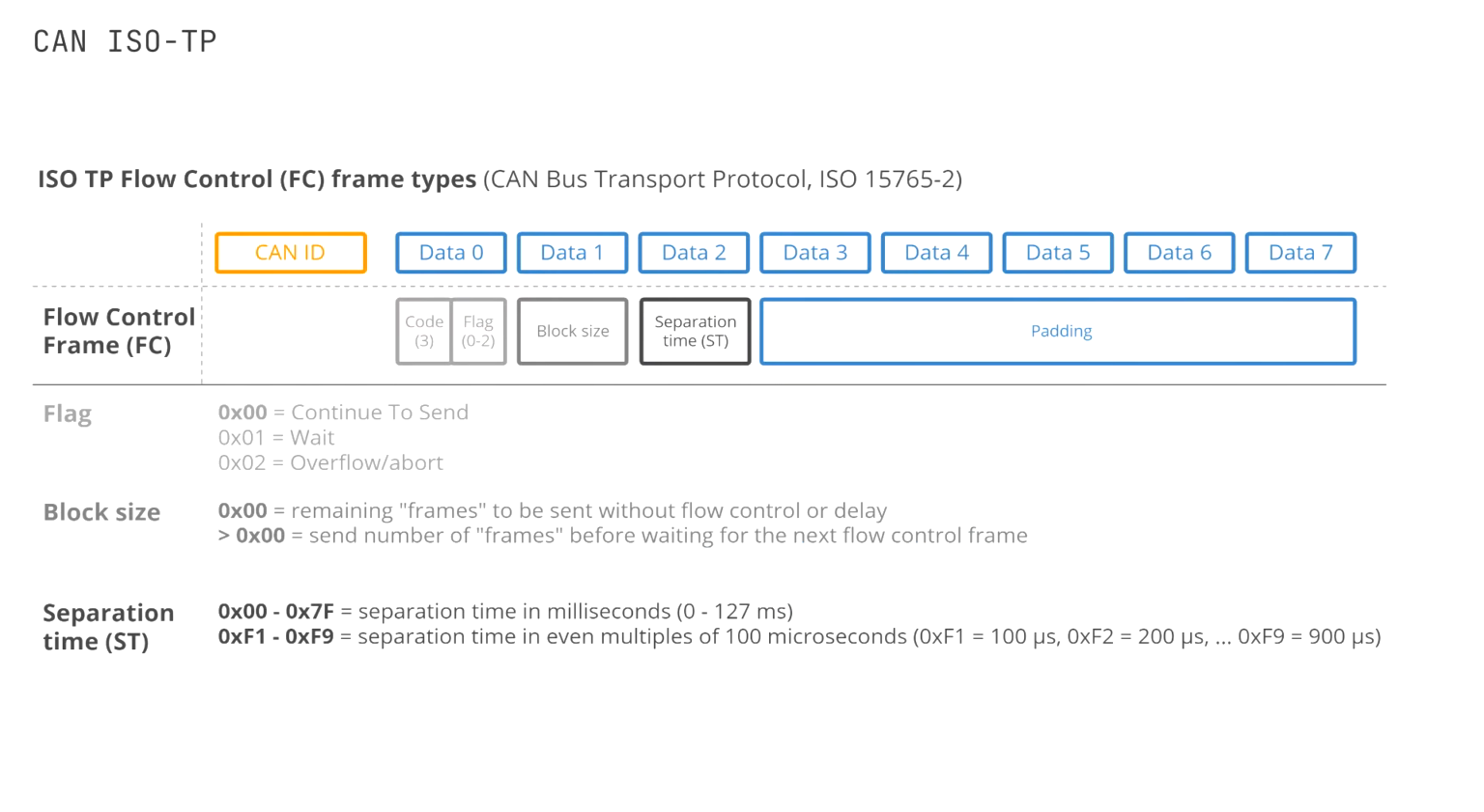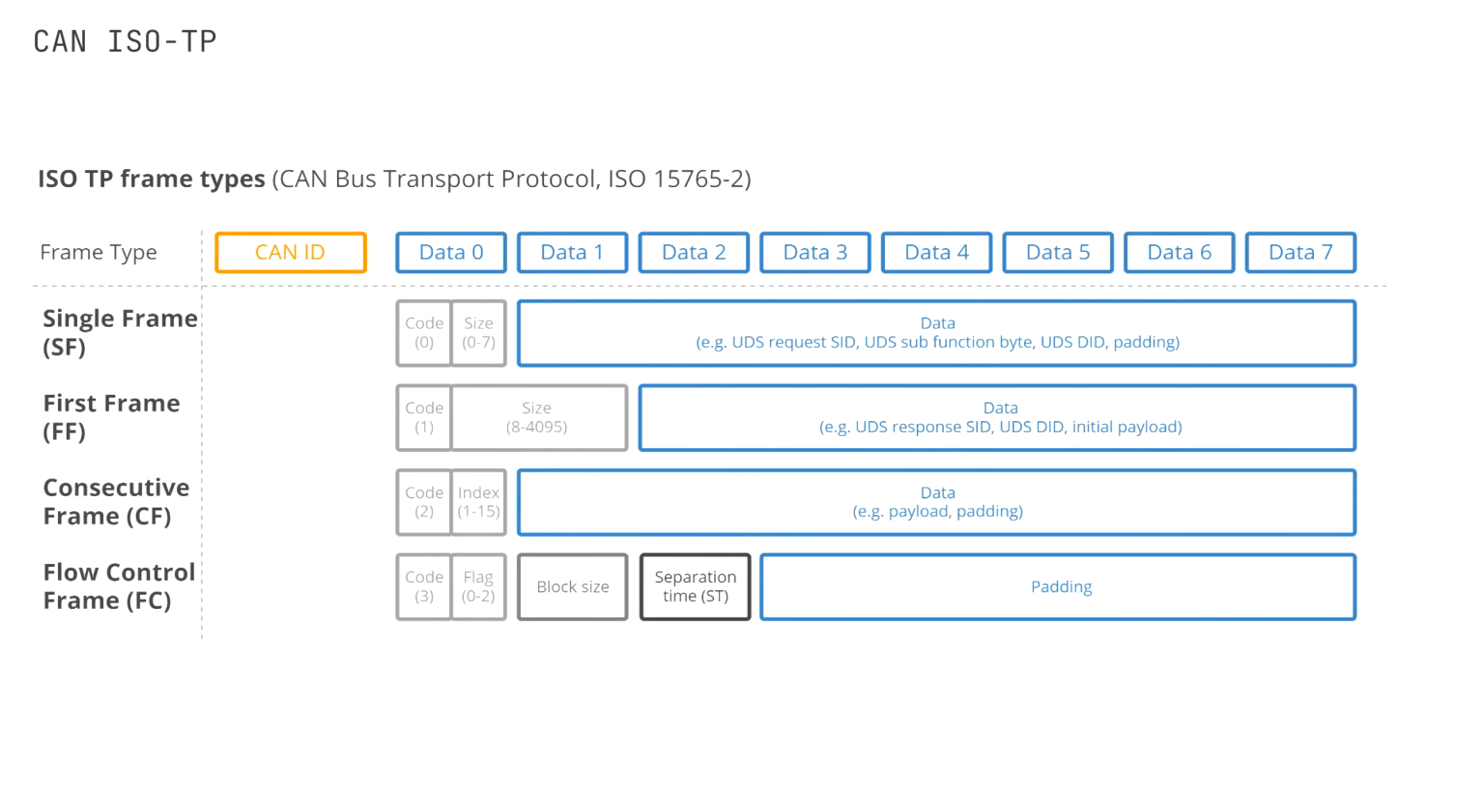Here, the flow control frame is used to configure the subsequent communication. It can be constructed as illustrated. In the simplest case, the flow control payload can set the first byte to 30 and the rest to 0, which will trigger all remaining frames to be sent without delay. Next, let's look at how the ISO TP protocol works for single-frame and multi-frame communication.